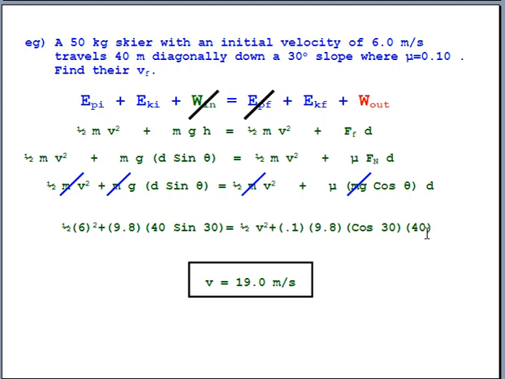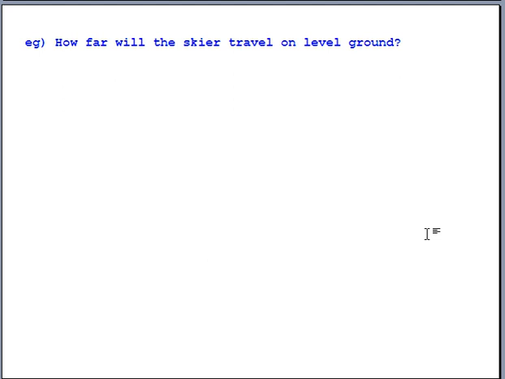So they've come down the hill, they've reached the bottom, they've increased their speed from 6 all the way up to 19 meters per second, and now they're going to hit just some flat snow, and they're going to coast. So it says, how far will they travel on level ground? Starting off with the same 19. So what can we throw away? This is the physics right here, looking at this, deciding what to throw away, what to keep.